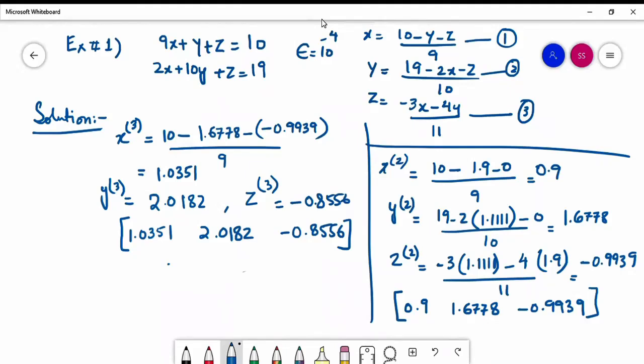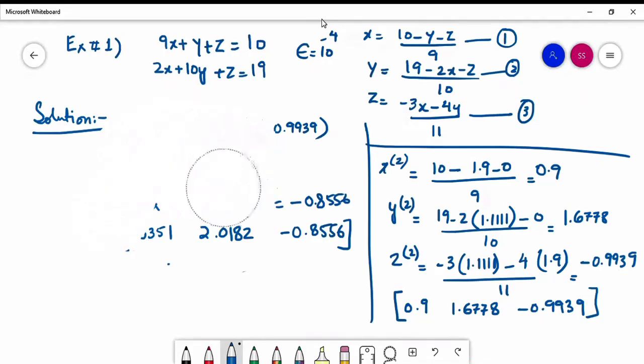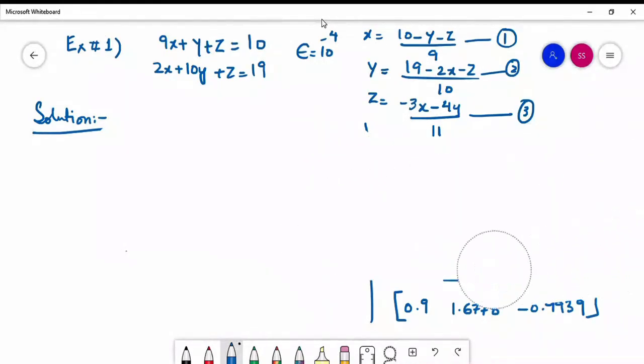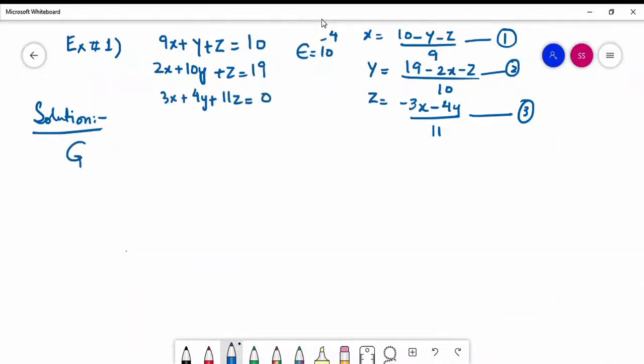Now we come to the Gauss Seidel method. That is also another iterative way to solve this equation. I try to solve this same example with the Gauss Seidel method. So what is the Gauss Seidel method? The concept of this is that you use the most updated modified value of x and y and z.